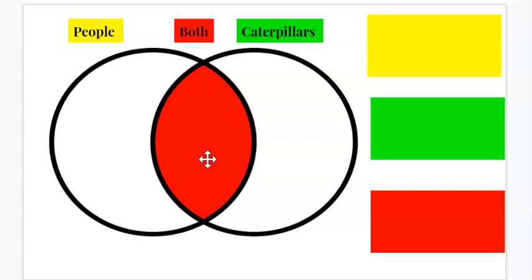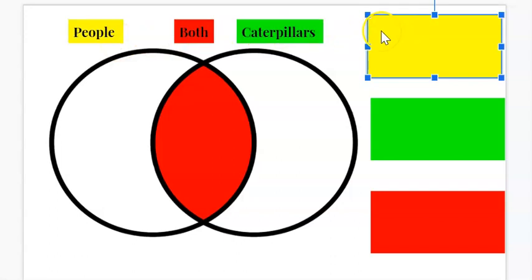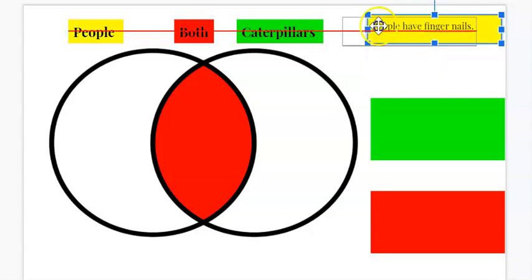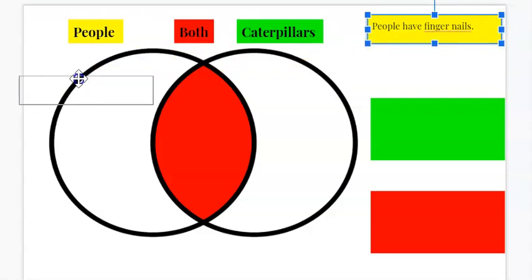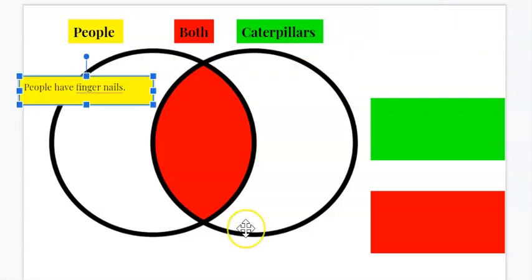So for example, what do only people have? I will click on this box and you will see that you can type. And I will say, people have nails. We'll say fingernails. That means caterpillars do not have nails. Do caterpillars have nails? No. So that means that only people have fingernails. So I'm just going to take this and drag it over here.